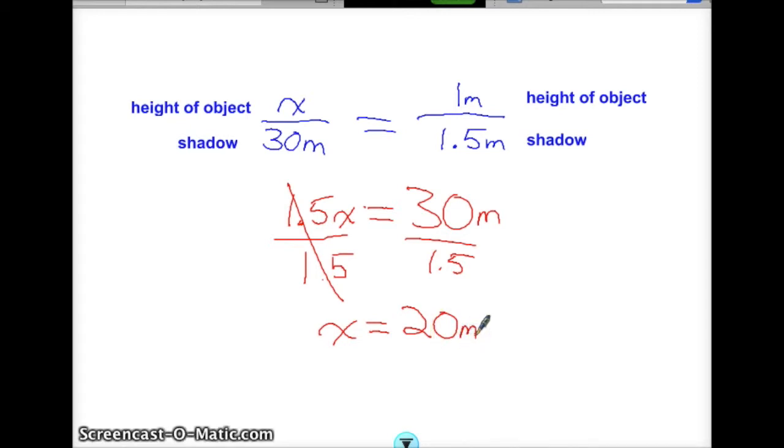If you don't like meters, you can figure out that 20 meters converts to feet. Siri just told me that it's 65.6 feet. That's a pretty big tree. I'm glad I didn't send my kids up there to measure it. Everything worked out well, thanks to proportions.